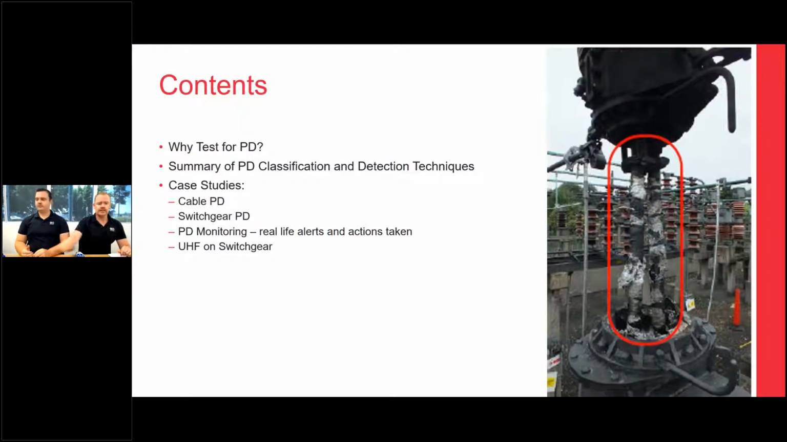Okay, so the contents of what we're going to do today is we're going to go through why we test for PD. We're going to go over a summary of the PD classifications and the techniques we use to detect different types of PD. And then we're going to go through 4 case studies. We're going to do one on cable PD, switchgear PD, some 24/7 PD monitoring, a real life situation that occurred and the problems that happened around that, the steps taken, and then we're also going to just do one on UHF, namely our directional UHF antenna. Thomas will take you through the first 3 case studies, and then I will do the last one and a bit of a summary at the end.